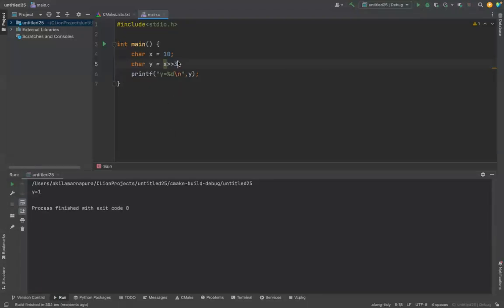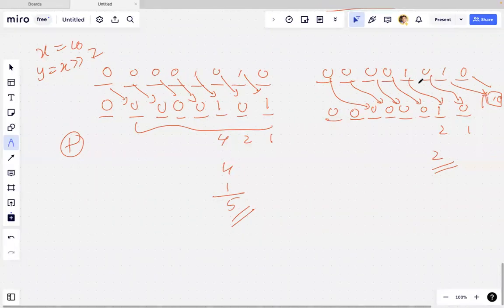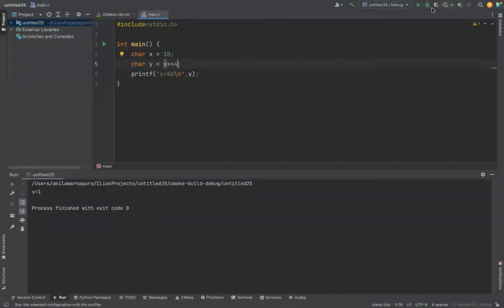Okay, if you right shift by 4 bits, what happens? All 4 bits go out of bound, and only zeros come in. All zeros, output is 0. All these 4 bits are out of bound, therefore the output should be 0.